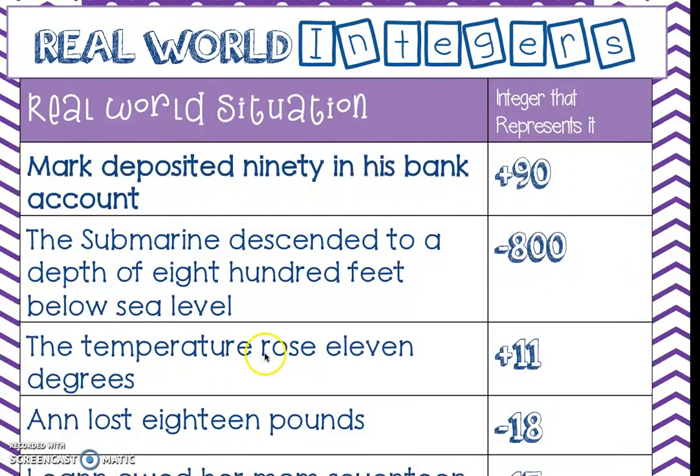Where it says the temperature rose 11 degrees, rose tells us that it's going to be going up. So that's the word that indicates it's going to be a positive. The word lost tells us we're losing it, we don't have it anymore. And so that tells us it's going to be a negative. The next thing that we're going to do is we're going to create two different word banks that represent positive words and negative words.